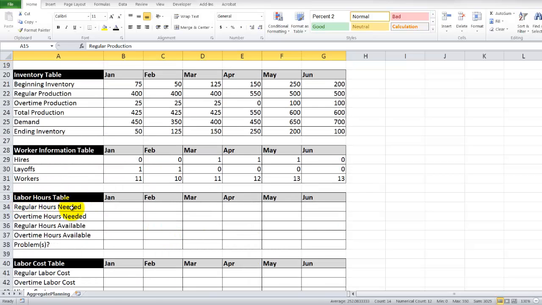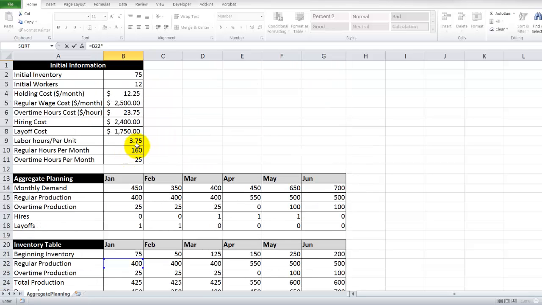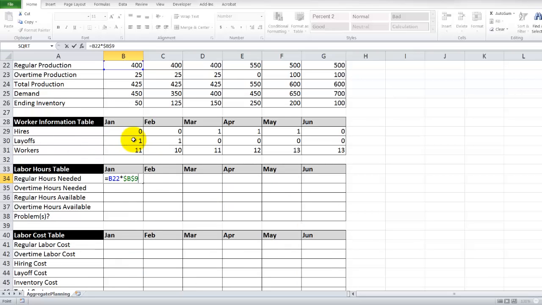The regular hours needed will be based on the regular production of 400 units times, and if we go up to the table above, it's going to be based on the fact that the hours per unit is going to be 3.75. So I need 3.75 hours for every unit I produce. So I'm going to reference that and use my dollar signs to lock the position because I don't want that reference to change. So in the first month, I need 1,500 hours for the production of 400 units. I can fill this formula to the right. It'll never change.